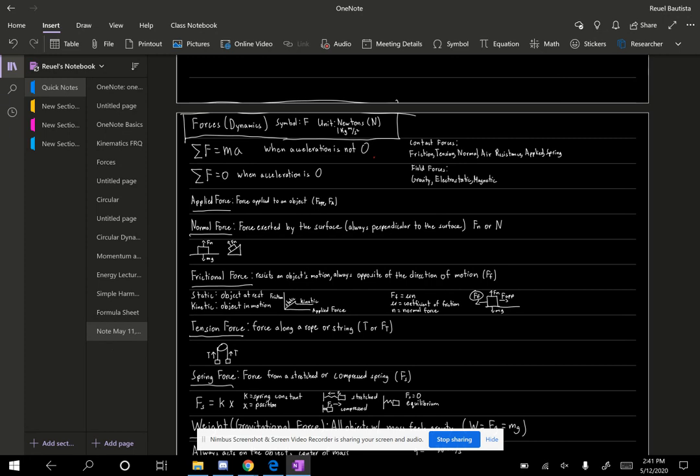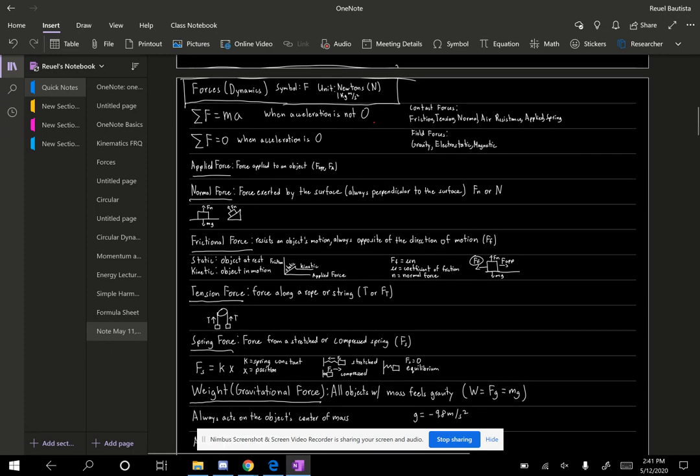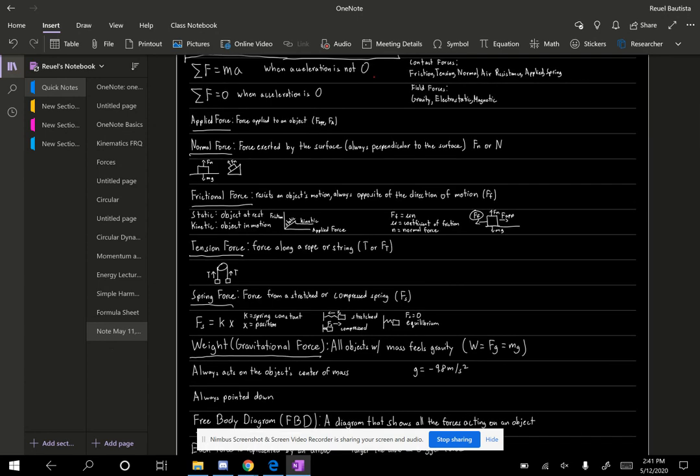So let's go over the different kinds of forces. The applied force is, we'll see it as the pulling of something or the pushing of something, right? So when you're pulling a box or pushing a box, those are applied forces. You can denote it many different ways. I like to denote it as F subscript APP or F subscript A. Doesn't really matter.